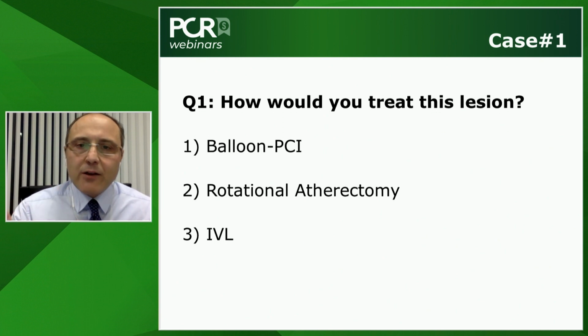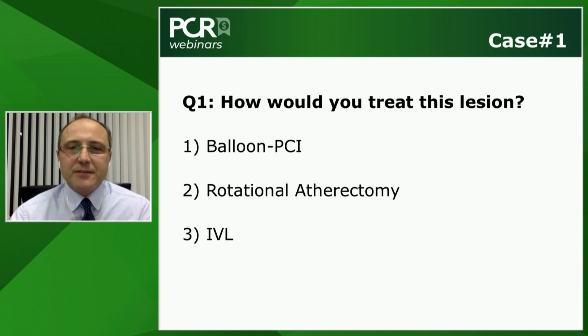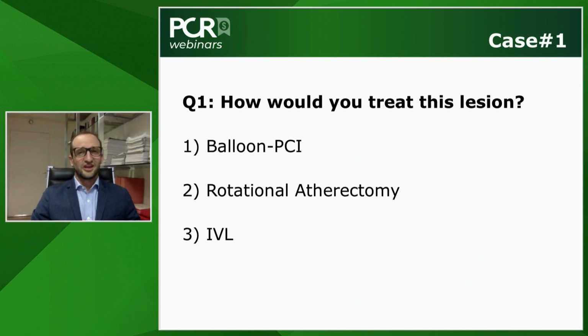Now, while we are collecting the comments from our colleagues, Benjamin, I want to hear your opinion, and then we go back to Michael. How would you treat this lesion? It's a challenging lesion. It's critical, it's heavily calcified, it's a huge right coronary artery. I think that we need to prepare the lesion. It's mandatory, atherectomy or IVL, but I see 3 issues with the atherectomy.